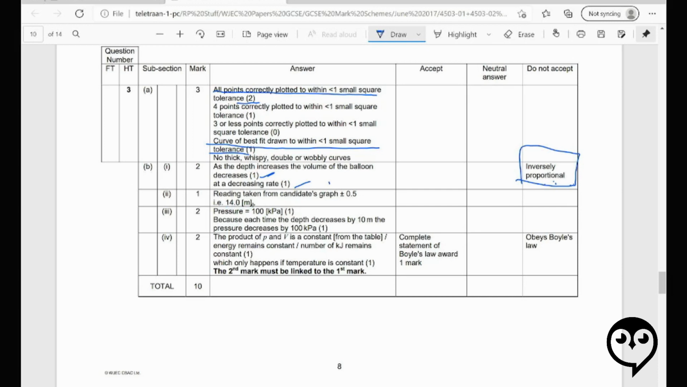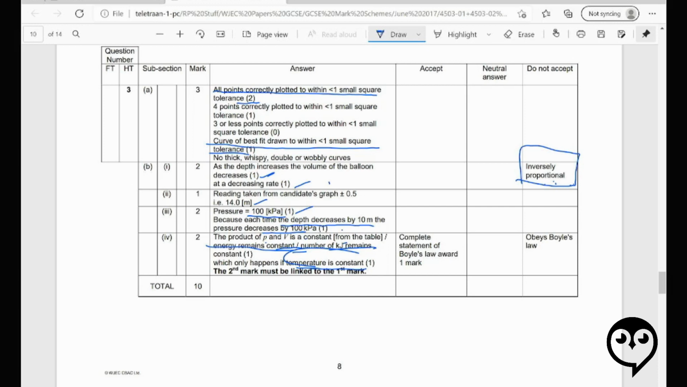Okay, double I, we had said 14. The pressure is 100 kPa, because each time the depth increases by 10, so you're working backwards up in the chart. That's a bit of a tricky question. And then this final one: the product of P and V is constant from the table, and the energy is constant. If the energy is constant, it only happens if the temperature is constant, because if we were to increase the temperature, we would increase the average kinetic energy of the particles. Since that's been told to us as constant, we know the temperature is constant.